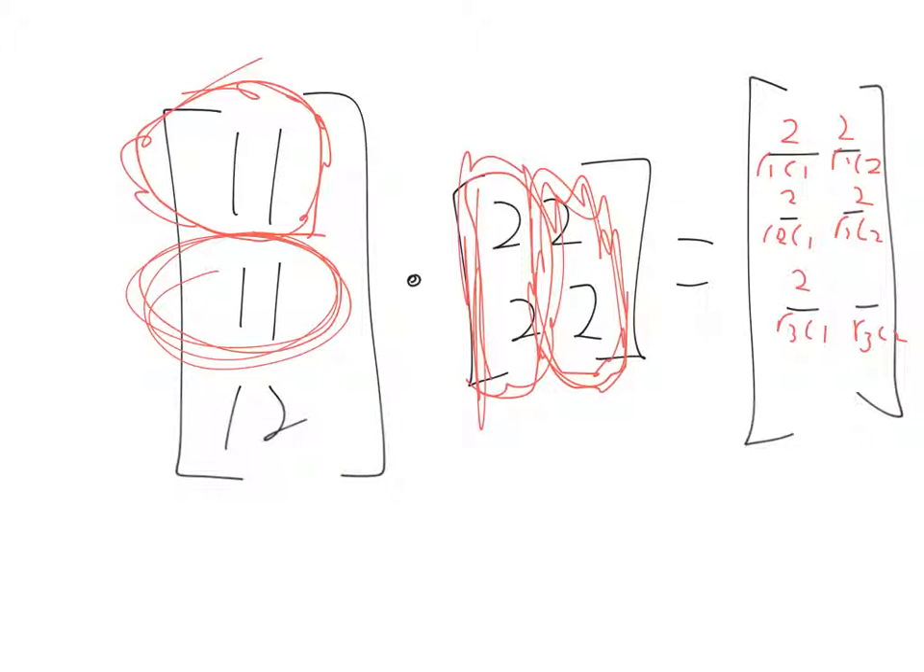But this is where it gets tricky. Row 3, column 2, you know what we got here? We got ourselves a 4. And that is basically it. That is how you multiply matrices.